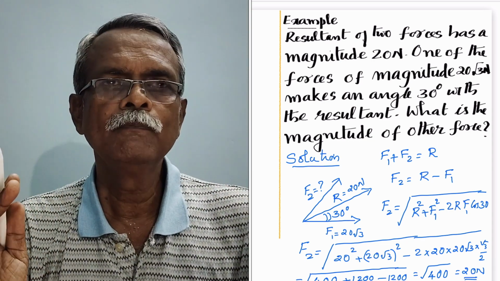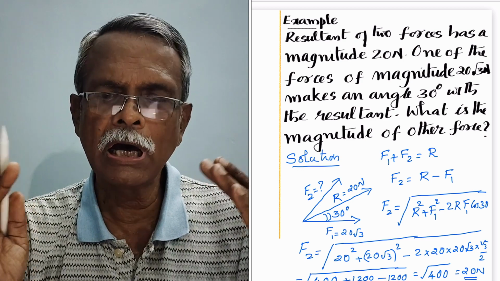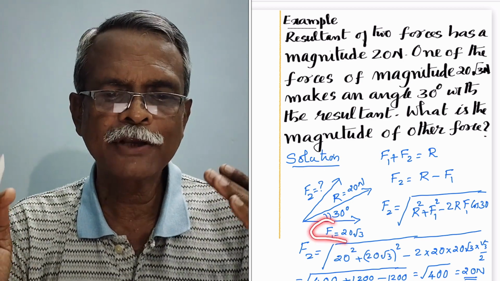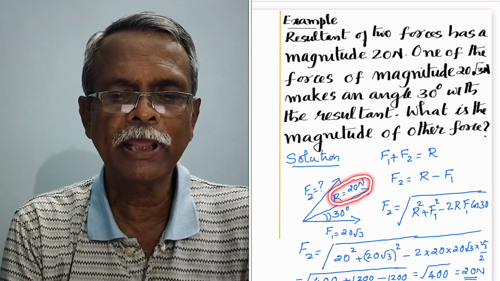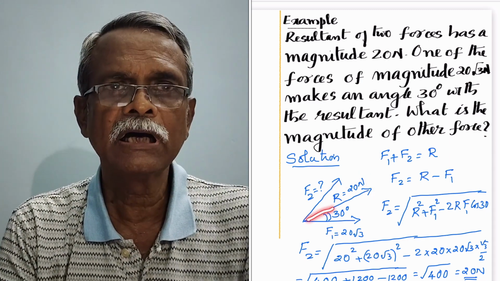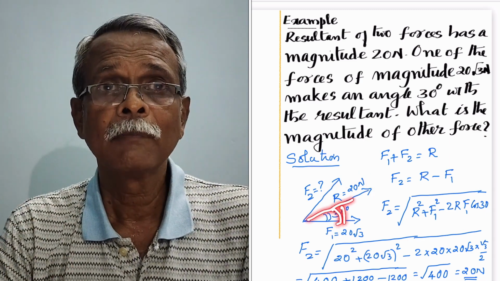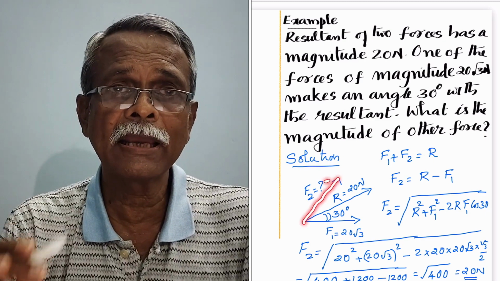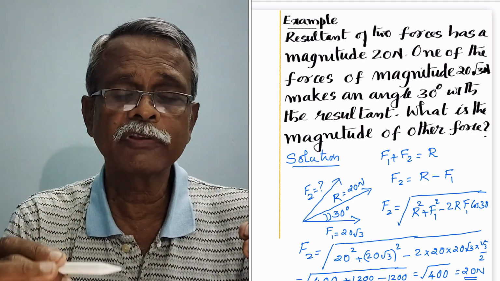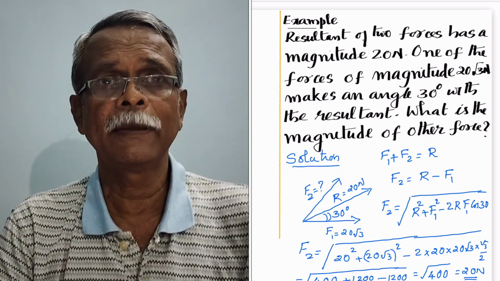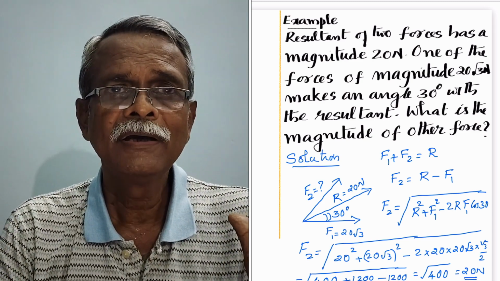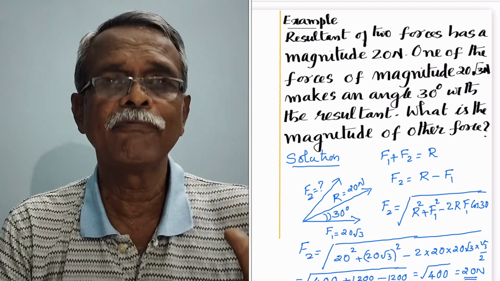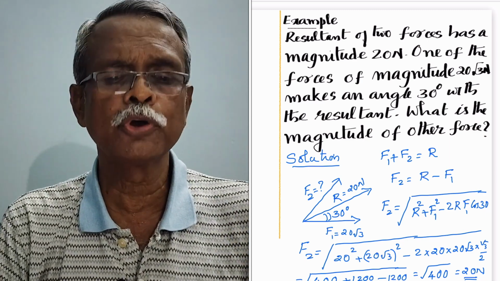F1 plus F2 is equal to R. In the actual formula of parallelogram law addition, you take this 30 degree as alpha. But in this question it is given that the angle between R and one of the vectors is 30 degree. That is, we take it as 20 root 3. And F2 is R minus F1.